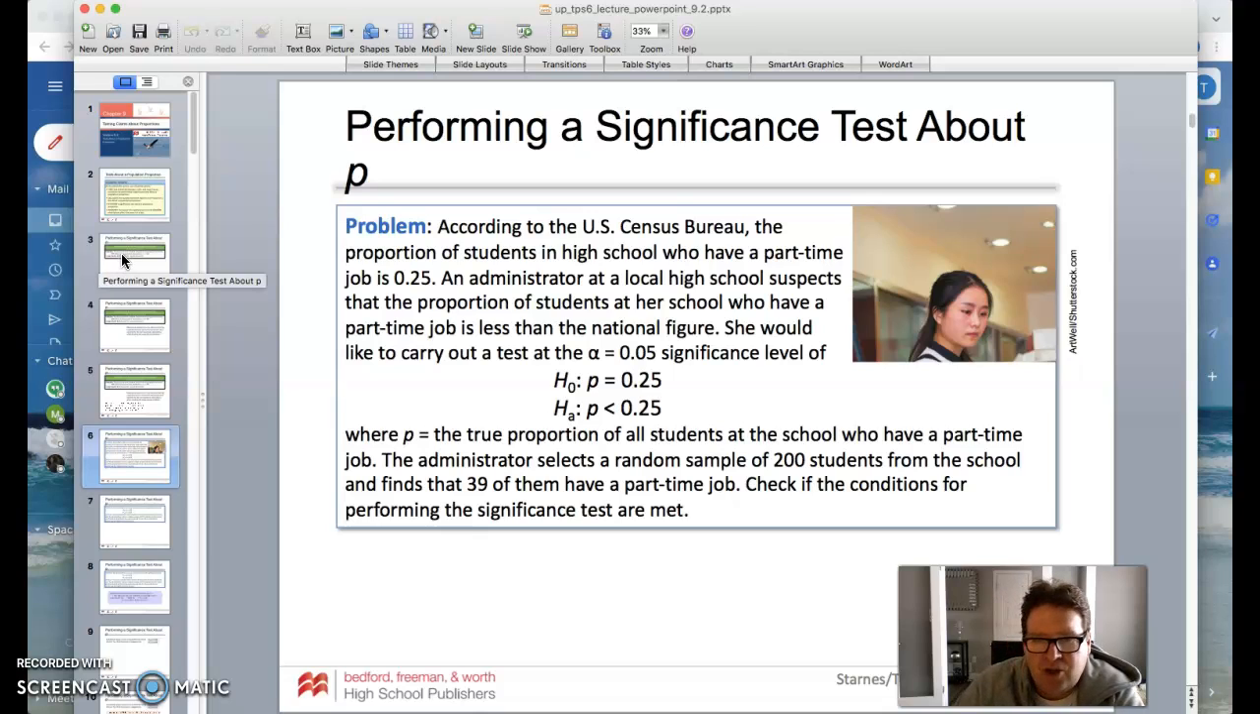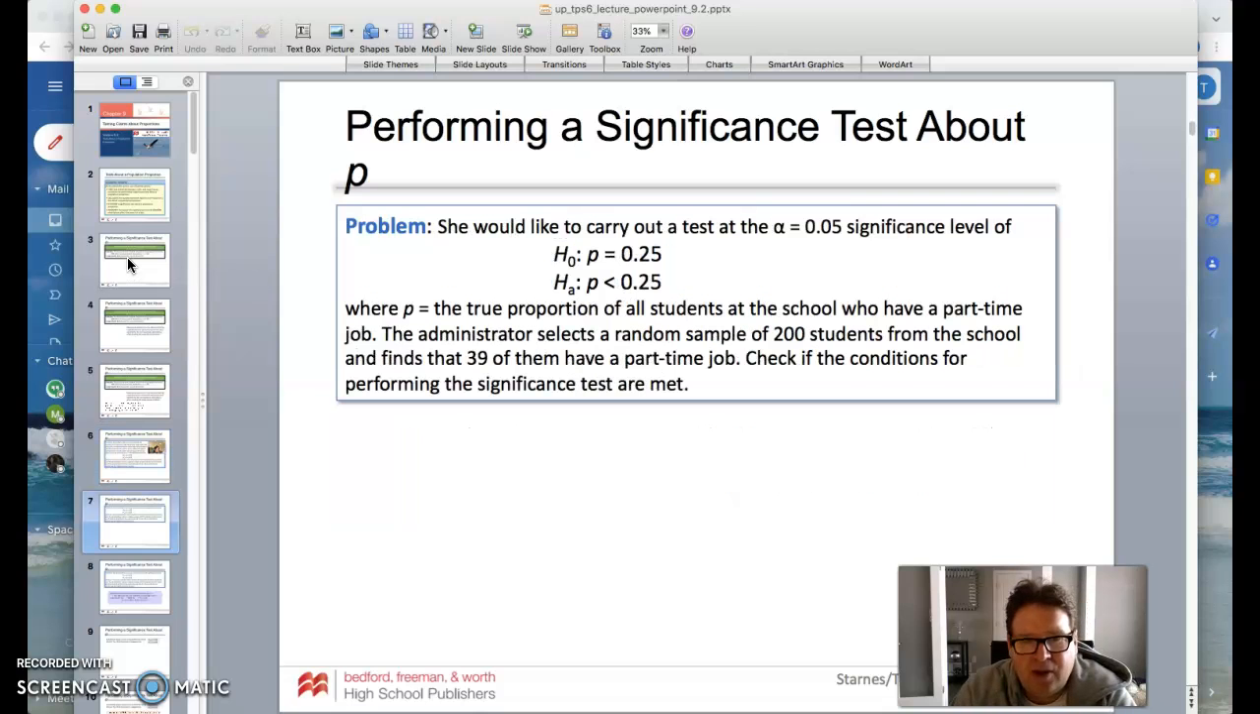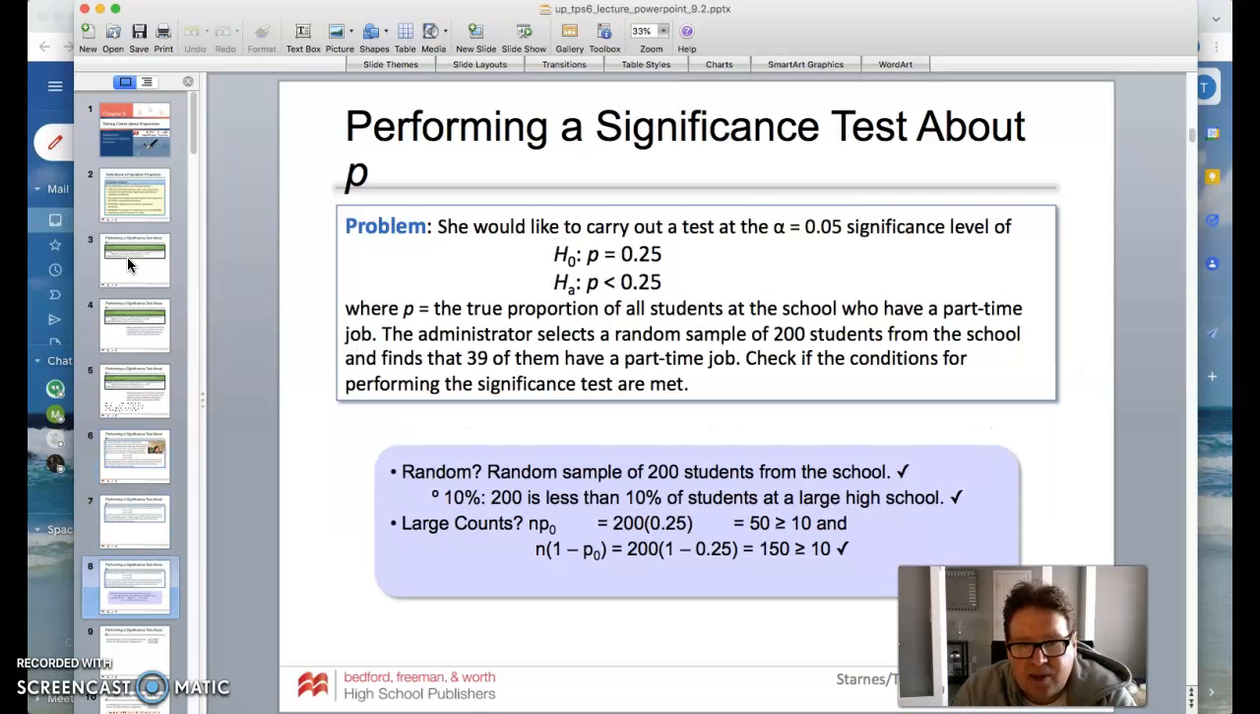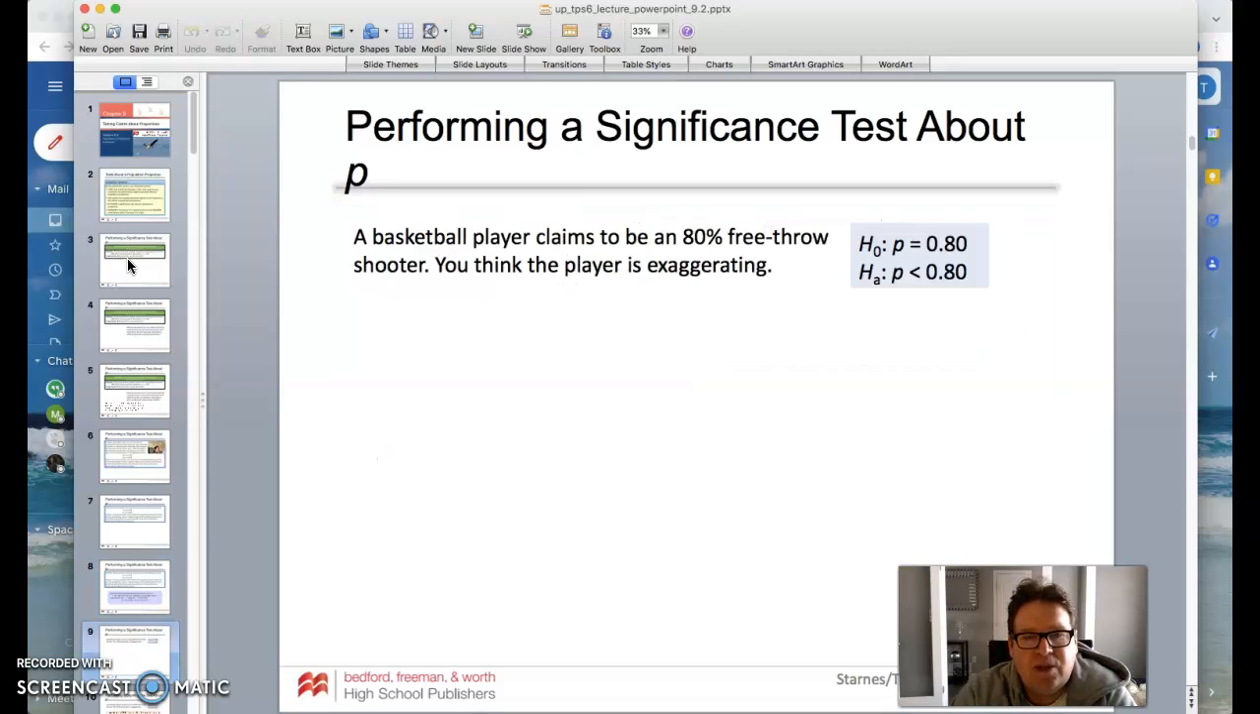Now let's check our conditions. First of all, is it random? Yeah, of course, a random sample. Next, 10%. Now 200 is less than 10% at a large high school. We can assume that, though it depends on what you think large is, I guess. And then n times p, so 200 times 0.25 is 50, and 200 times 0.75 is 150. Those are both bigger than 10, so we meet those conditions. That's something we've done before and hopefully you're comfortable with. But that allows us to use this.